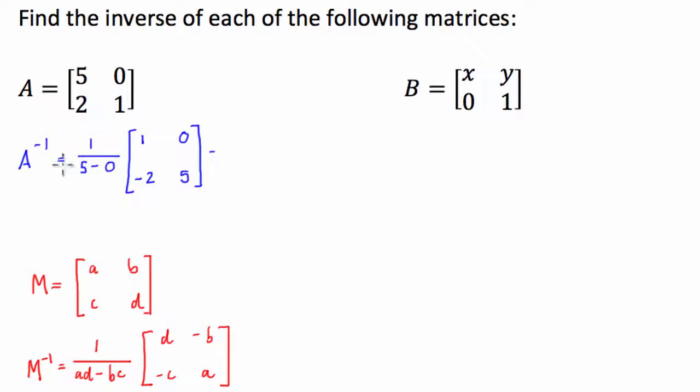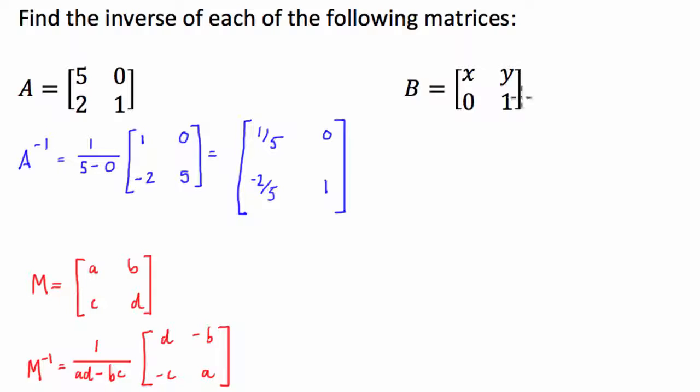So simplifying that a little bit, this is 1/5. We can multiply that into the matrix. So we have 1/5 times 1, which is just 1 over 5. We have 1 over 5 times 0, which is still 0. We have negative 2 over 5. And we have 5 over 5, which is just 1. So there is our inverse of matrix A.